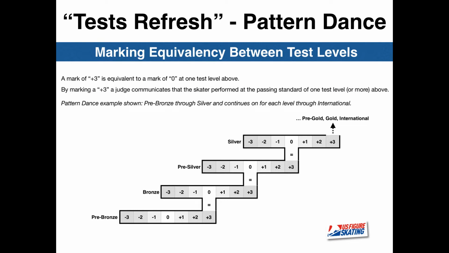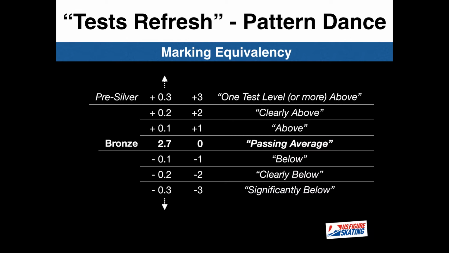Now that Lynn has explained our new marking scale, we need to look at how the test levels are linked together. To do this, we will be looking at the marking equivalency between test levels, where a mark of +3 is equivalent to a mark of 0 at one test level above. By marking a +3, a judge communicates that the skater performed at the passing standard of one test level or more above. Just to review marking equivalency using bronze level pattern dance, 2.7, 0, passing average.